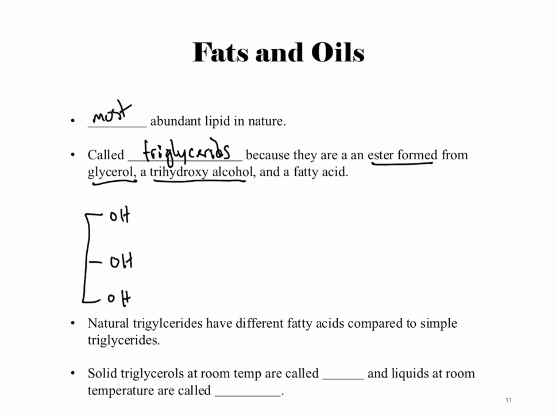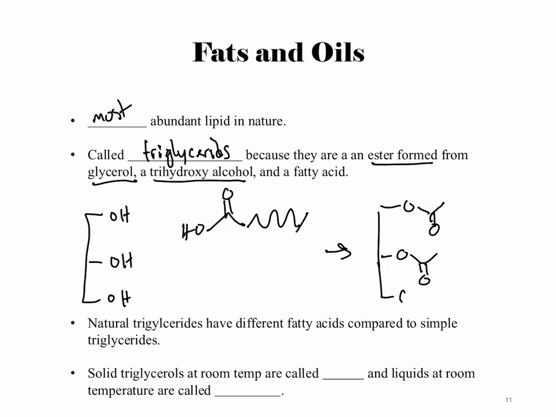Each edge and intersection here represents a carbon atom and a fatty acid, right? So we have our fatty acid, and these will come together to form a triglyceride. We get an ester linkage at each of the alcohols, like that, and this is our triglyceride.